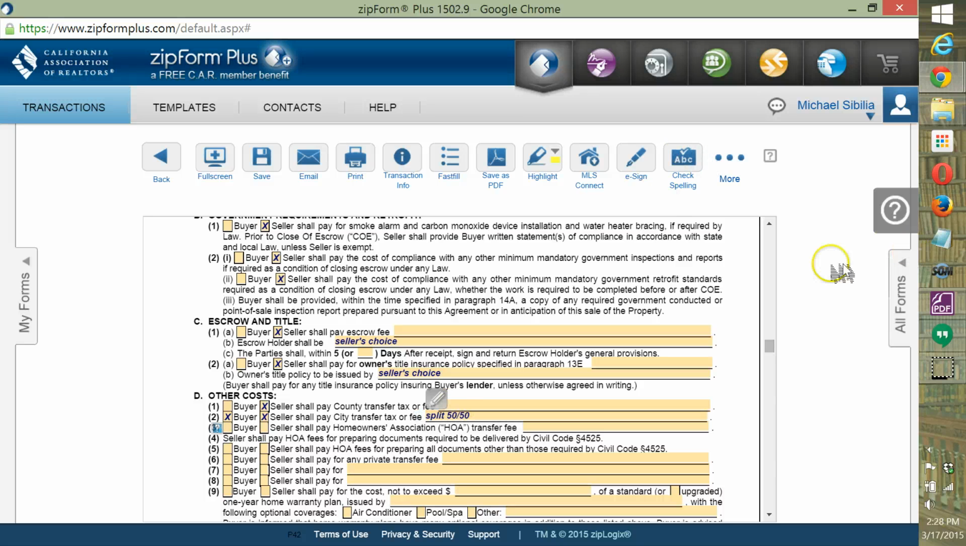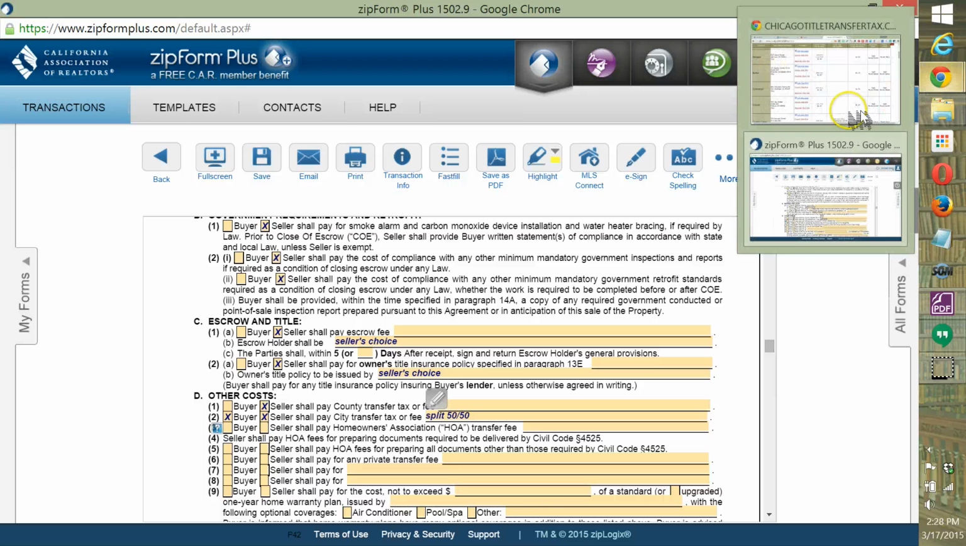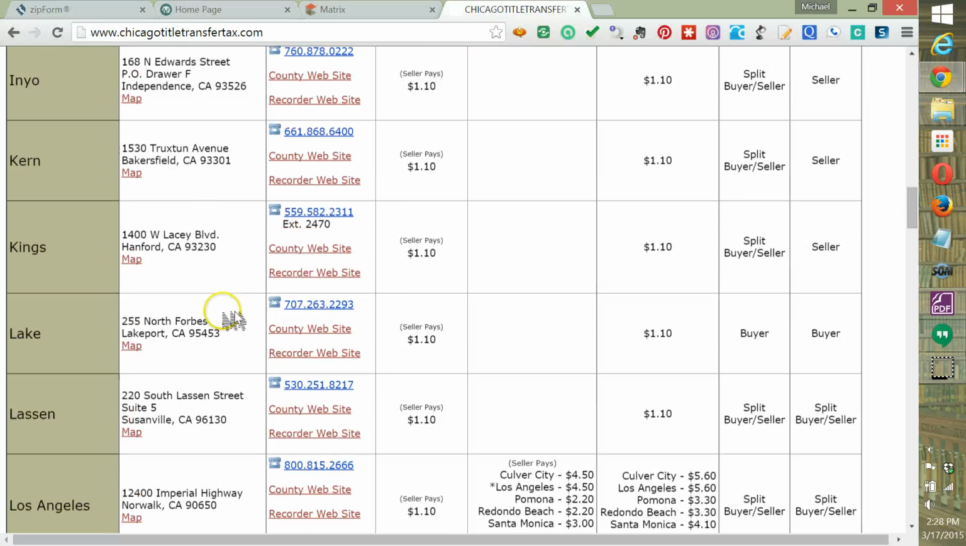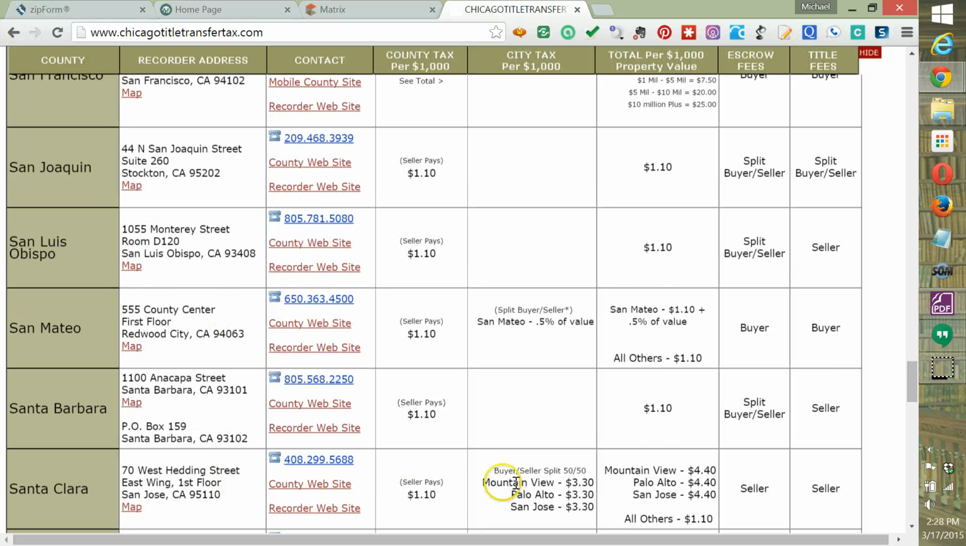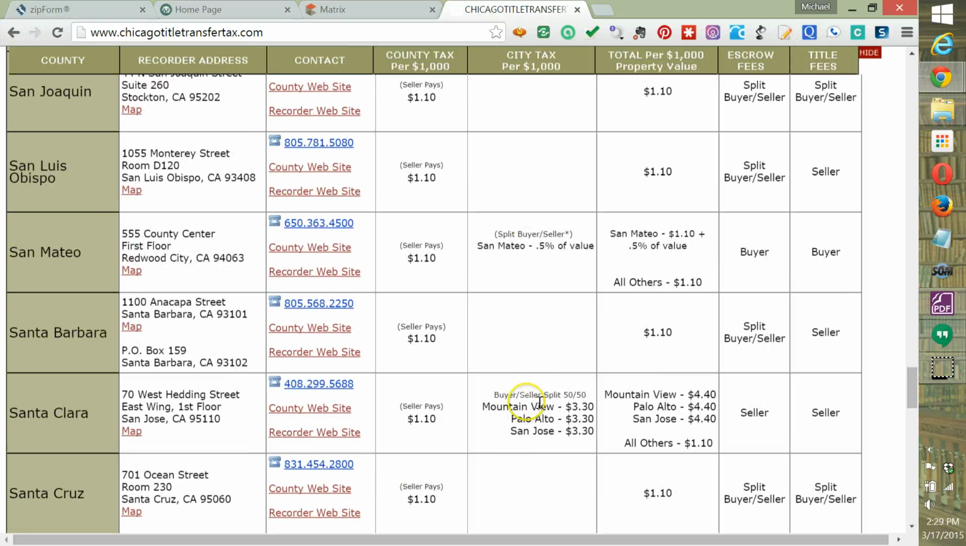The city transfer tax: so we're talking about San Jose. Not every city has a transfer tax. If we go to Santa Clara County, it shows that the city tax is in Mountain View, Palo Alto, and San Jose, and it tells you what it is. It's split 50-50, so it's $3.30 total. That's $1.65 per thousand for each party.